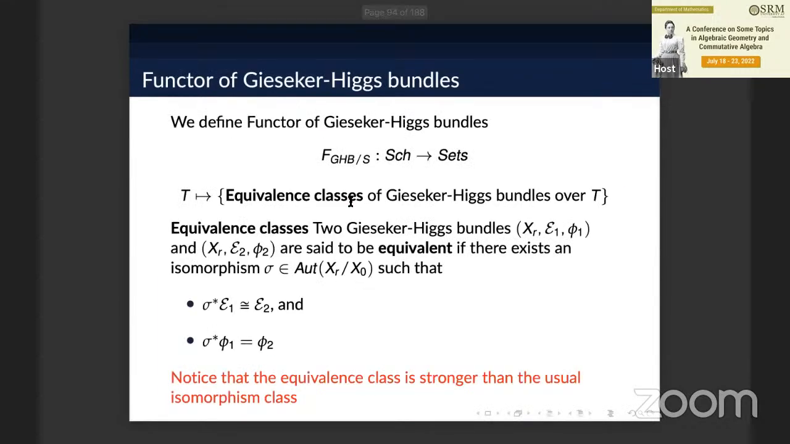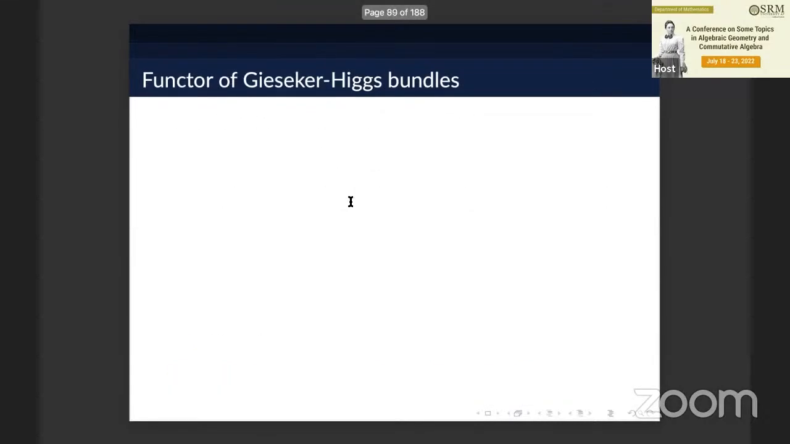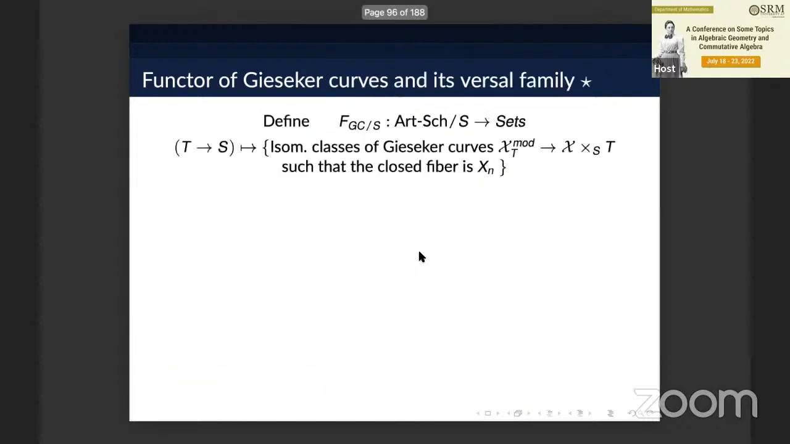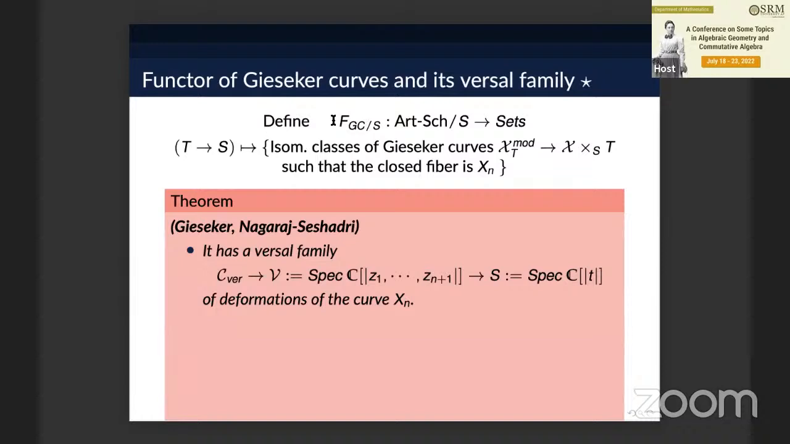So next, to see what kind of singularities. After introducing these objects in the boundary, the special fiber or the boundary becomes a variety with normal crossing singularity. To show that, we need to consider this functor, which is the functor of Gieseker curves or modifications over Artin local schemes over S. Given any T mapping to S, which is an Artin local scheme, it gives isomorphism classes of Gieseker curves over T, which are thickenings of this closed fiber of a fixed Xn. So it should be R here, XR.